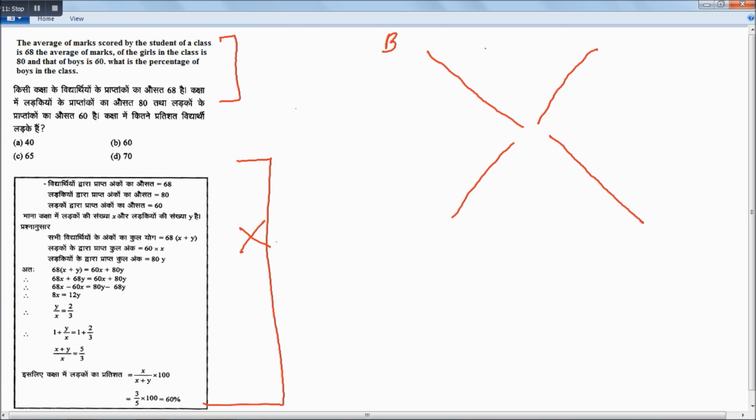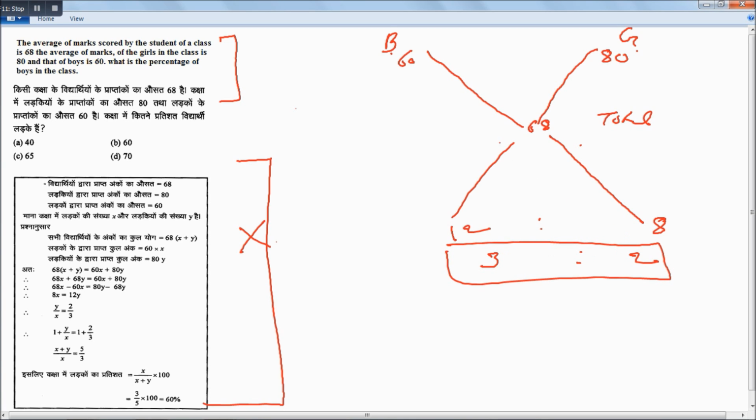Boys, girls, and total. Boys average, girls average, and the total, the whole class average. The boys average is 60, and the girls average is 80, and the total average of the class is 68. 68 minus 60, that is 8. 80 minus 68, that is 12. Now minimize this: 2 and 3.